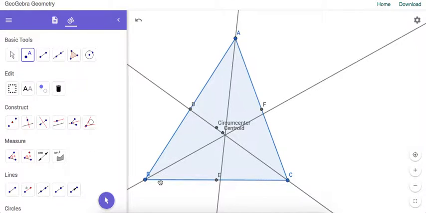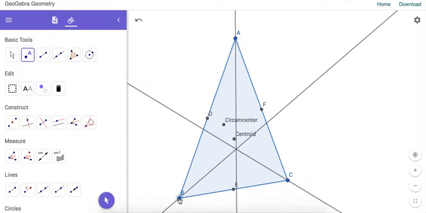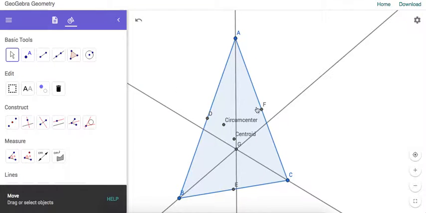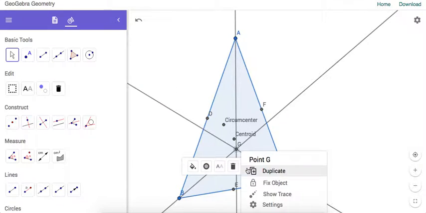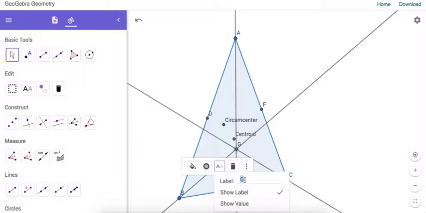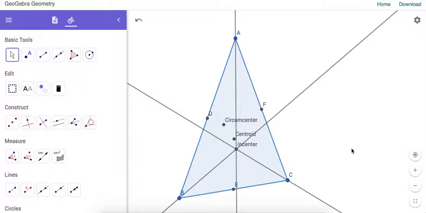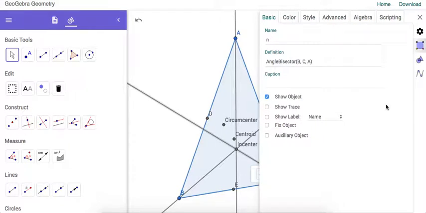Attempt to put the point on it. Let me move it so it's away from the other things. There we go. Point. There we are. And I will label this. This is our incenter. Okay. I'll hide these as I did the other ones.